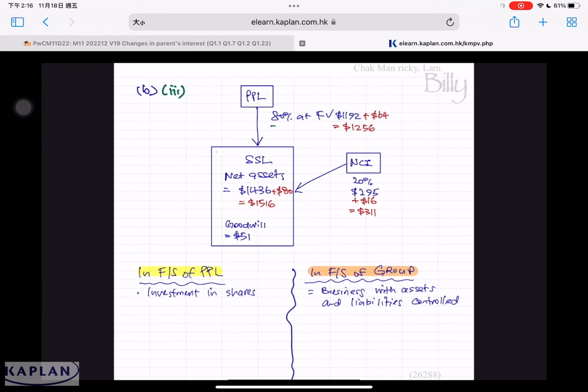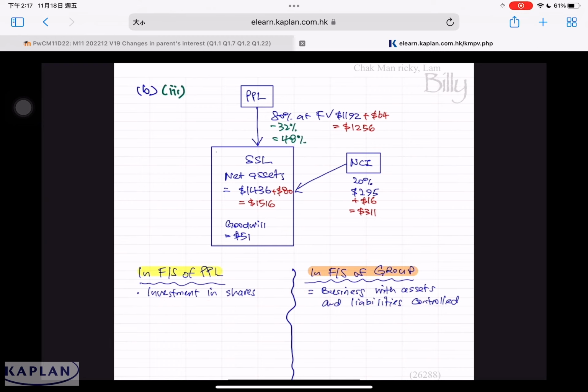B3 minus 32 equals 48. How would this affect the financial statement of the parent? How does this affect the financial statement of the group? You need to understand the financial statement of the parent first, then talk about the financial statement of the group. This is the amount recorded at the company level, and this is the amount that it should be at the group level. How do you adjust from recorded at the company level to what it should be at the group level?